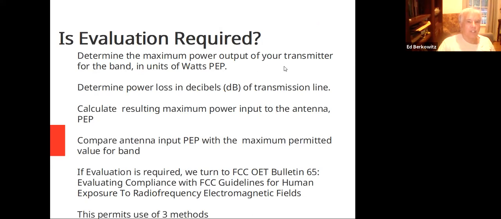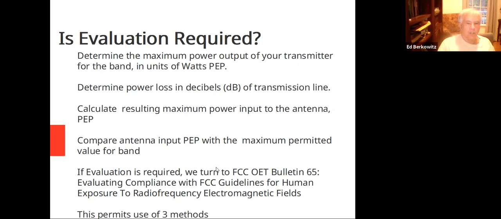So here's how you could tell if an evaluation is required. Determine the maximum power output of your transmitter for a particular band in units of power, peak envelope power, watts. Determine the power loss in decibels of your transmission line, and that's a function of just looking it up in a table. For example, for my coax, it might be a half a dB per 100 feet at 80 meters and 3 dB per 100 feet for 2 meters. Then you have to calculate the resulting maximum power input to the antenna due to the coax loss, and then compare the power into your antenna with the FCC table. And if you don't exceed it, time to just relax.